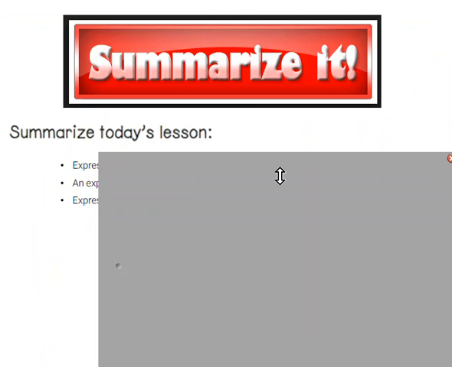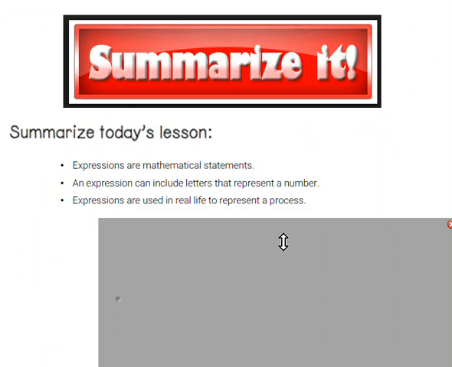All right, so if I were to summarize this lesson right here, there's really 3 big points. 1, expressions are mathematical statements. They give us information. They help us summarize what's going on mathematically. So expressions are mathematical statements. 2, an expression can include letters that represent a number. We are using variables pretty commonly right now, and sometimes they represent things that we are not sure of their value, but they represent numbers.